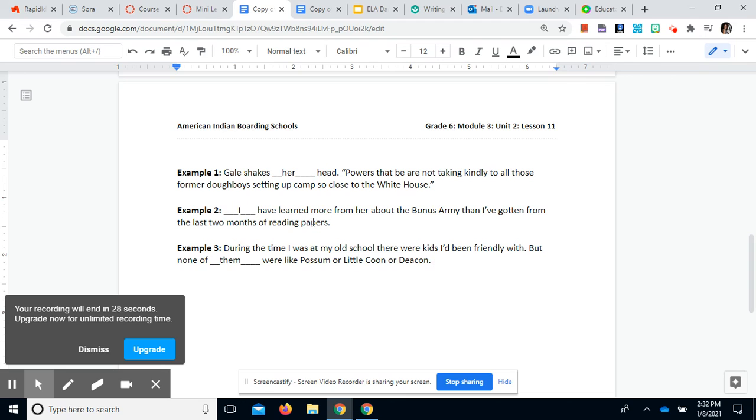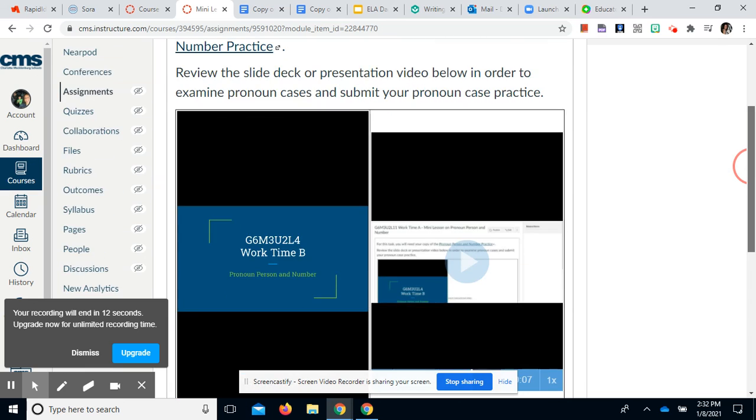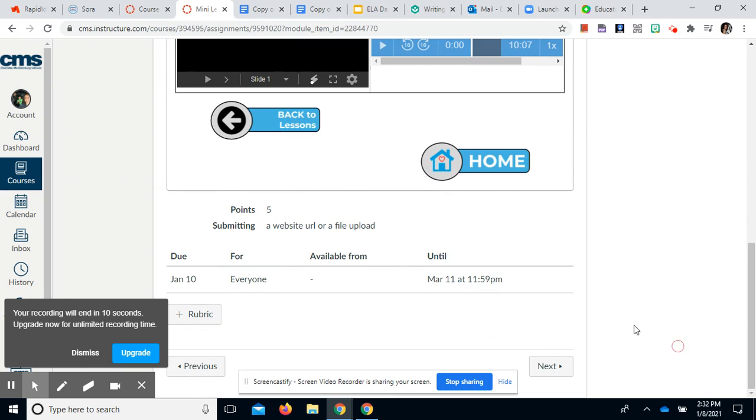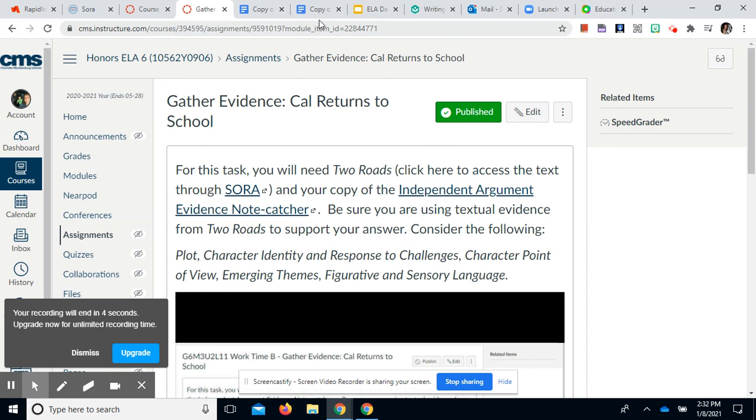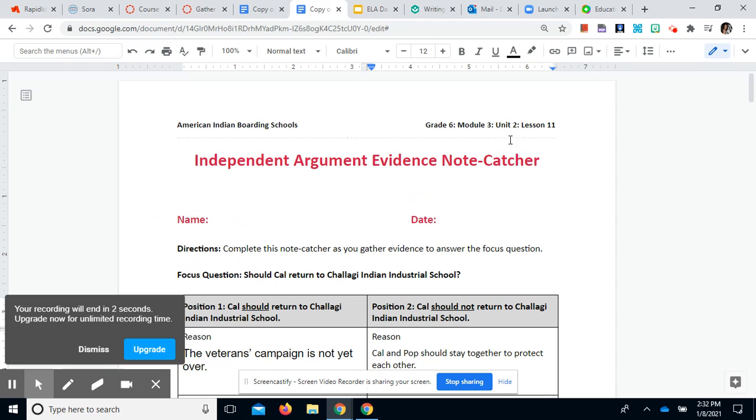Told from the first person point of view, Cal, I. And then, during the time I was at my old school, there were kids I've been friendly with, but none of them were like Possum or Little Coon. Them referring back to the antecedent kids. Submit that. And then we worked through this note catcher in the next part of the lesson. Gather evidence, Cal returns to school, and it is this one here.